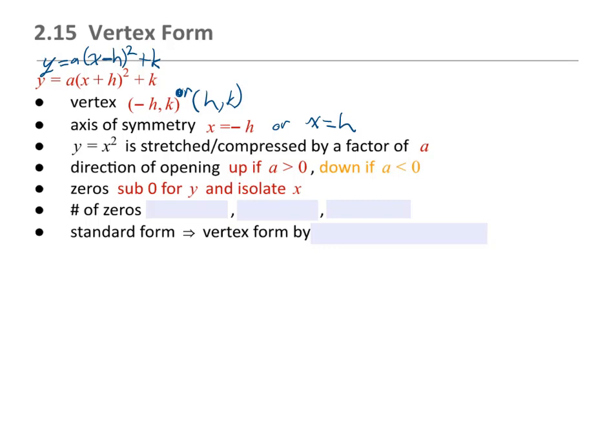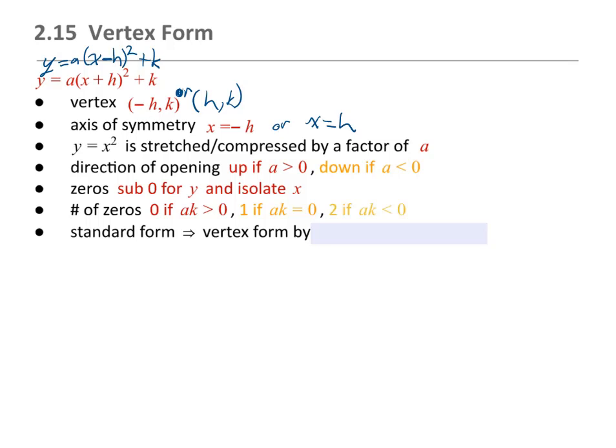The number of zeros, if you recall: 0 if a times k, so the a value, the very first, times k is greater than 0. 1 if a times k is equal to 0. So if k is 0 or a is 0, well, if a is 0, then it's just a line. If k is 0, then you have 1 zero. And 2 if a times k is less than 0. So one of them has to be negative for you to have two zeros.